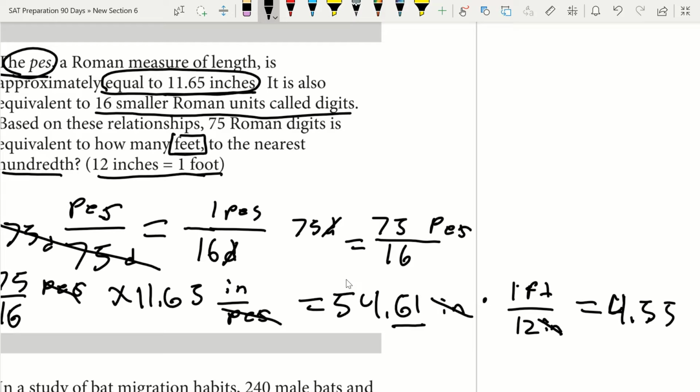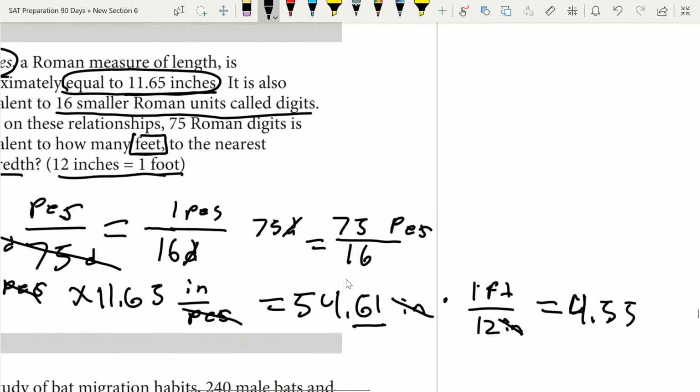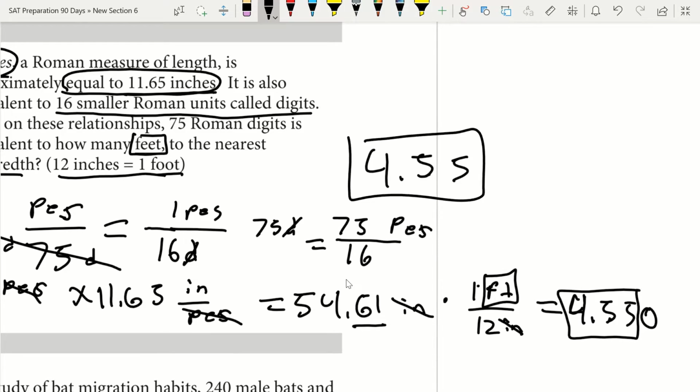And we're asked to round to the nearest hundredth. The digit after that 5 is a 0. Okay, so we know for sure we're going to round to that 5. So we're going to have 4.55 as an answer. Okay, 4.55, and we see that that's in feet because our inches canceled. So that tells us that we're answering in the correct units as well. Okay, so our answer there will be 4.55.